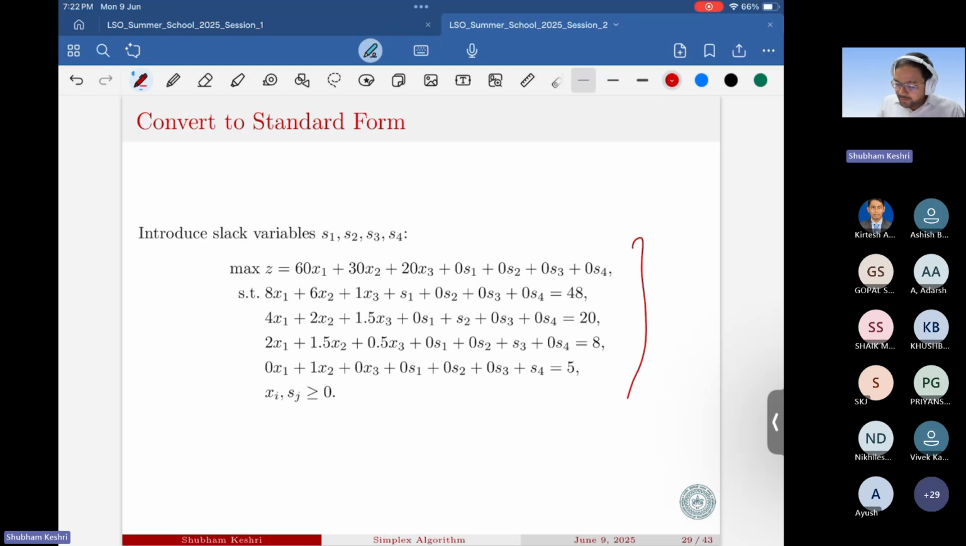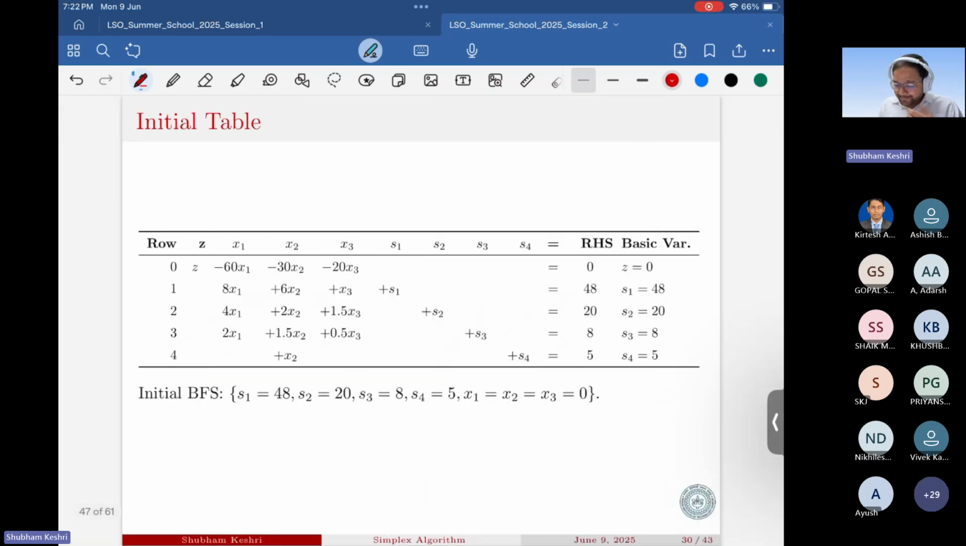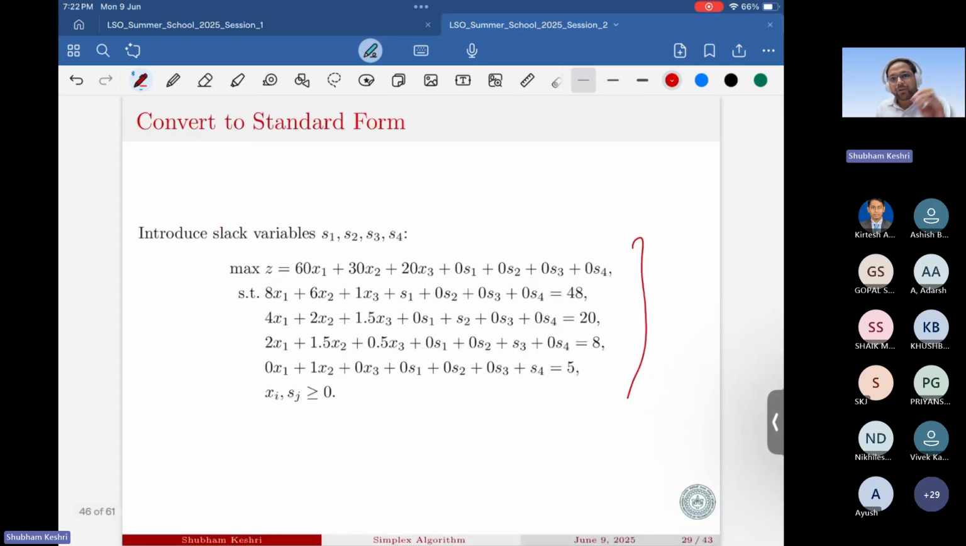Okay, so we have converted the LP into standard form. We have slack variables, and we are good to go. All right. So what we'll do is we will start with a basic feasible solution. There is again theory over here.